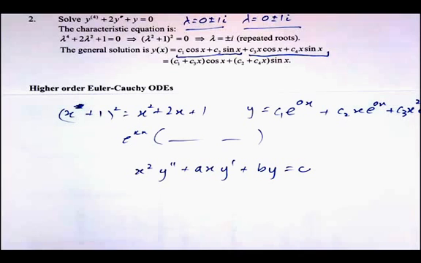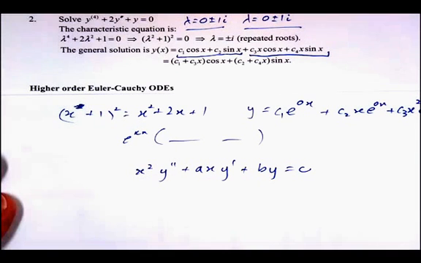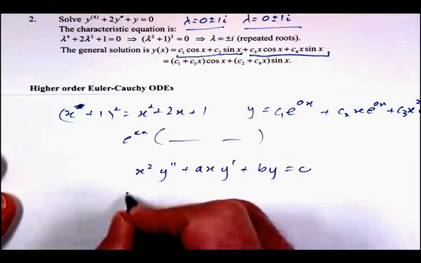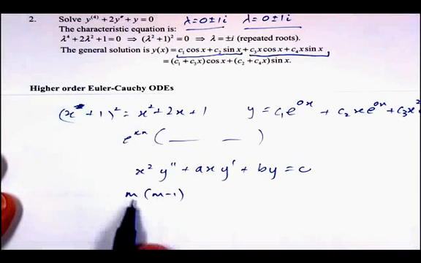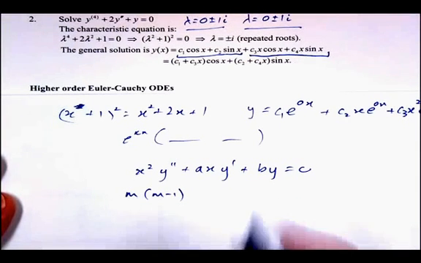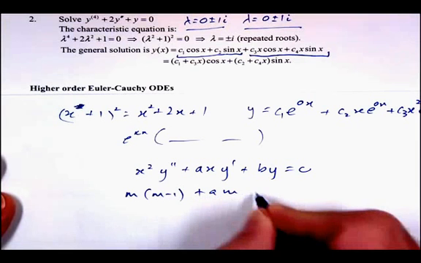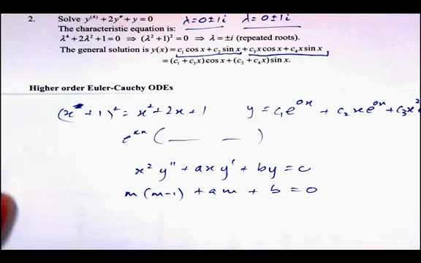We still write two factors down for this first term, except that it turns out that the factors aren't quite the same. If it was a lambda method, it would be lambda times lambda. Except for Euler-Cauchy, it turns out to not be lambda times lambda, it turns out to be m times, not m, but m minus 1. Okay? So that's the only difference.